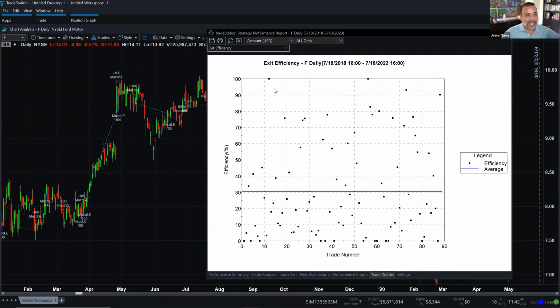And I find it very interesting to be able to drill down and look at a specific trade and get a sort of performance score on the actual trade.